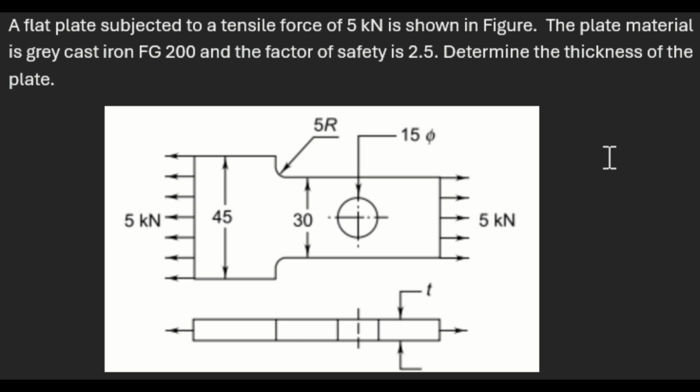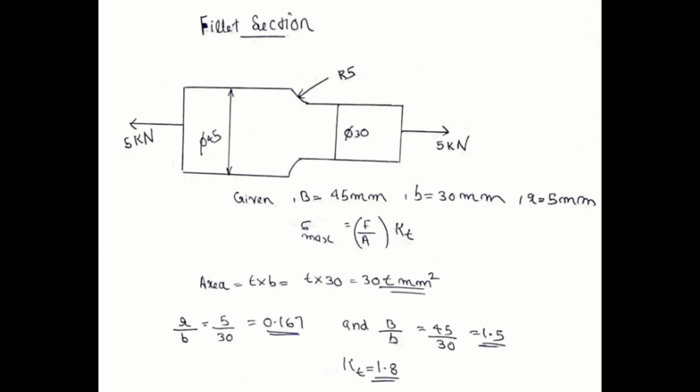So let's look at the solution. This problem has to be solved in two ways. The first way is we'll be excluding the central hole on the shaft. If I exclude the central hole, we have a stepped shaft with a fillet radius, and we know how to solve this problem. We have done this problem in the previous problem, with 5 kilonewton force acting on both sides. So how do you solve this problem?